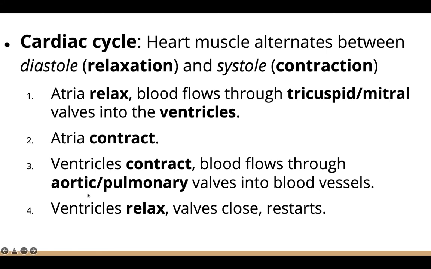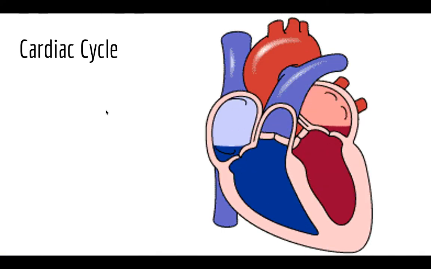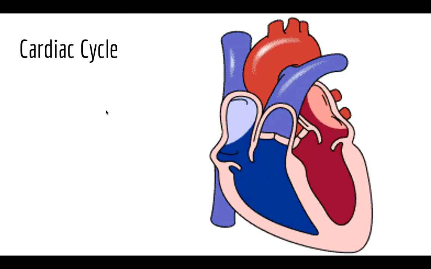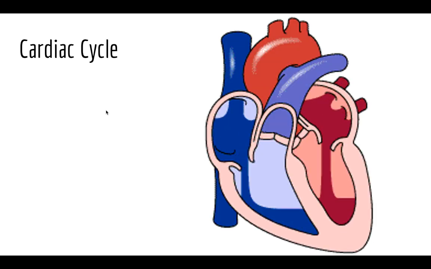Once they relax, these valves, the aortic and pulmonary valves, close to prevent backflow from the blood vessels back into the heart. And this all restarts with the atria relaxing. Okay, so we can kind of see this: contract, contract, relax, contract, contract, relax, refill, contract, contract, relax, refill. You can find these images, by the way, online by just searching up cardiac cycle and going through Google Image. So you can kind of watch this: contract, contract, relax, refill.